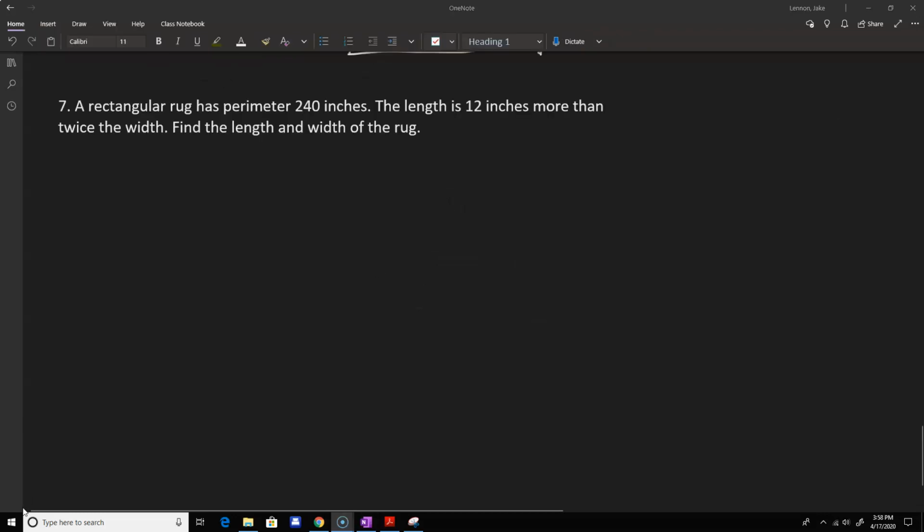This one involves some geometry as well, but it's kind of in a word problem form. So we have a rectangular rug, and they give us the perimeter. So for the perimeter of a rectangle, something that looks like this, if we have length here and width here, then the perimeter is just adding together all the sides around. So our perimeter is 2L plus 2W.